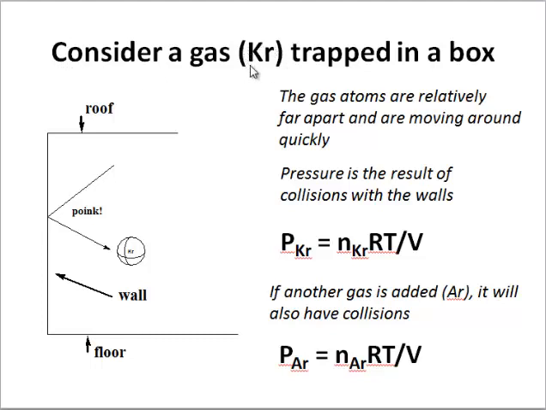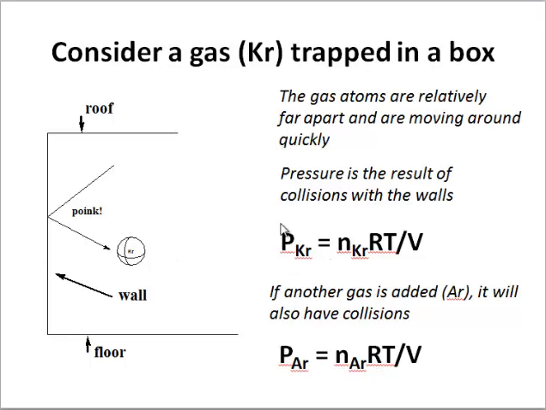Suppose we have a gas, in this case krypton, trapped in a box. The atoms of a gas are relatively far apart compared to solids and liquids and move around quickly. So here, for example, is a krypton atom moving around inside the box. Pressure is the result of collisions with the walls. Occasionally these moving atoms hit the box, and when this atom, for example, hits the wall on the left, it experiences a push to the right.